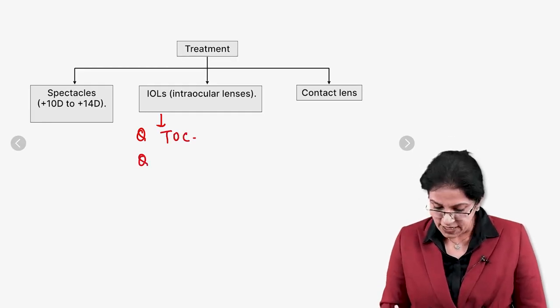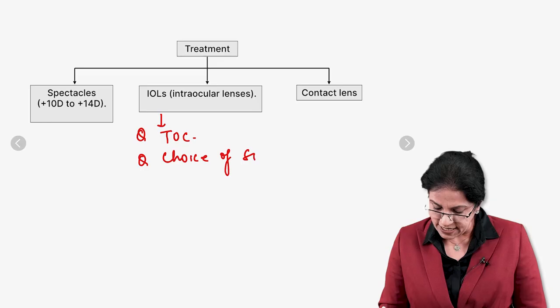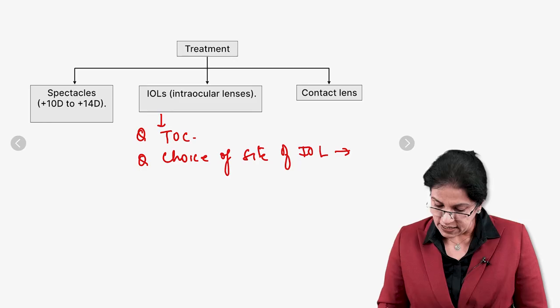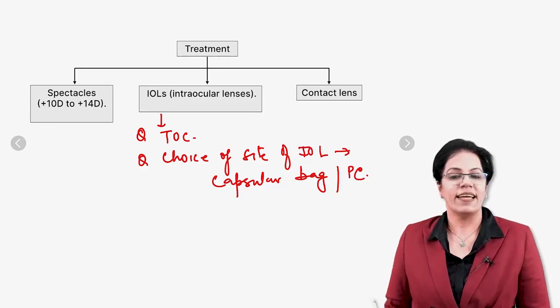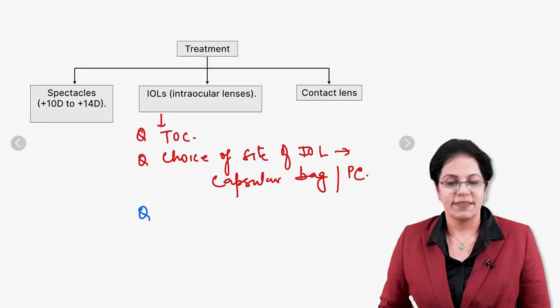Another question: what is the choice of site of IOL implantation? What will you answer? It is the capsular bag, or you can say posterior chamber or capsular bag, right? Okay, next question.